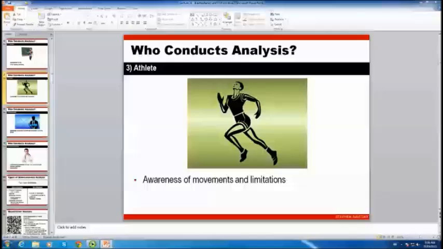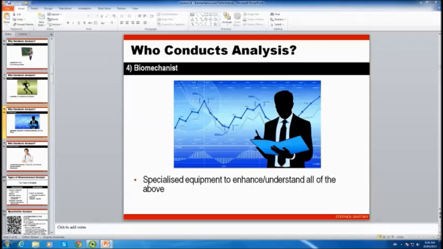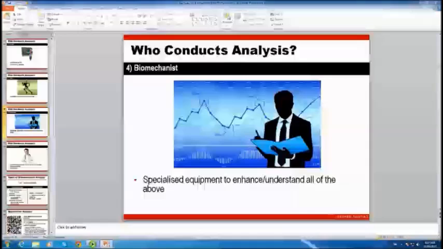Biomechanist. This is the person that comes in with all the high-speed cameras, the timing lights, all the expensive, fancy equipment for the particular analysis. This is the money. Whoever's got more money gets the best biomechanist and the best kind of equipment. The reason we have these biomechanists is to take it to the next level.